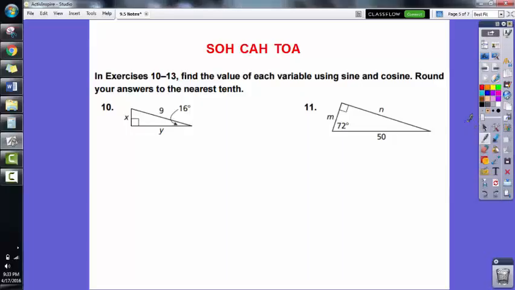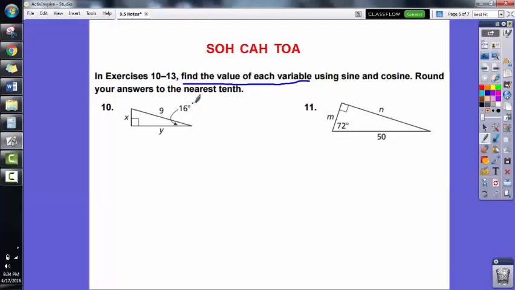Okay, for the next examples, we are going to use sine and cosine to find the value of each variable. So basically that's the missing side lengths. Now if you notice, you've got right triangles here. Up until this point, in order to figure out missing side lengths, you have used the Pythagorean theorem, the 30-60-90, 45-45-90, and the tan ratio. So now you've got two more tools, sine and cosine.